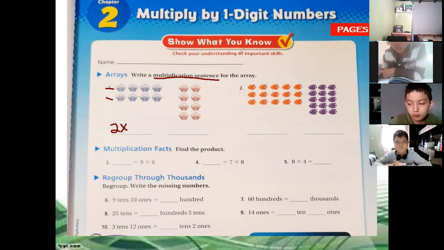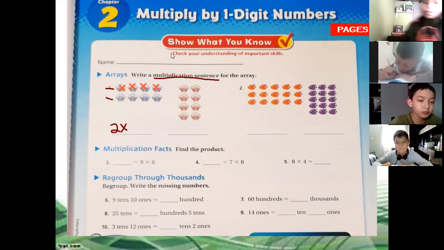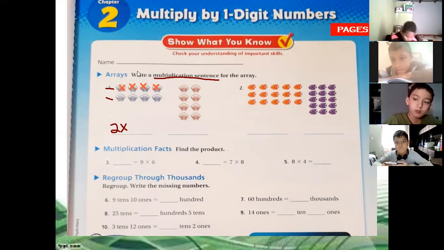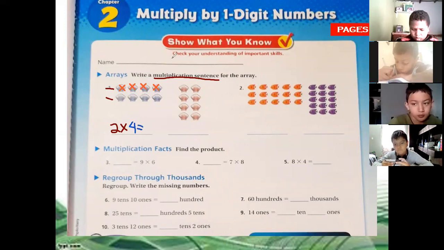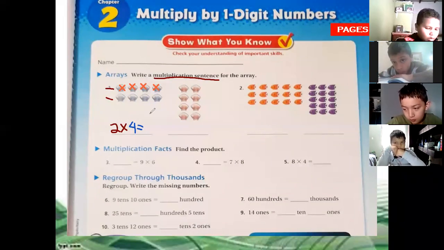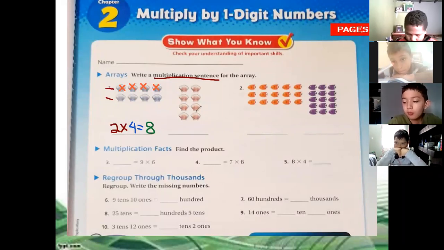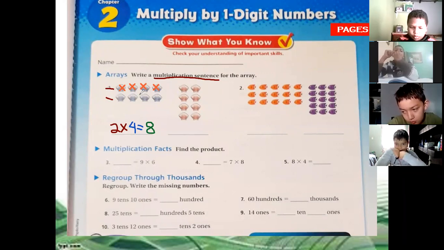Now we are going to write the number of columns or the number of elements in each group, in each line. This one, for example, has 1, 2, 3, 4. In one line, how many shells are in one line? 4. So, times 4 equals the total number of elements in the array. 8. So this is a multiplication sentence because it's written in a line, and this multiplication belongs to this array. 2 times 4 equals 8.